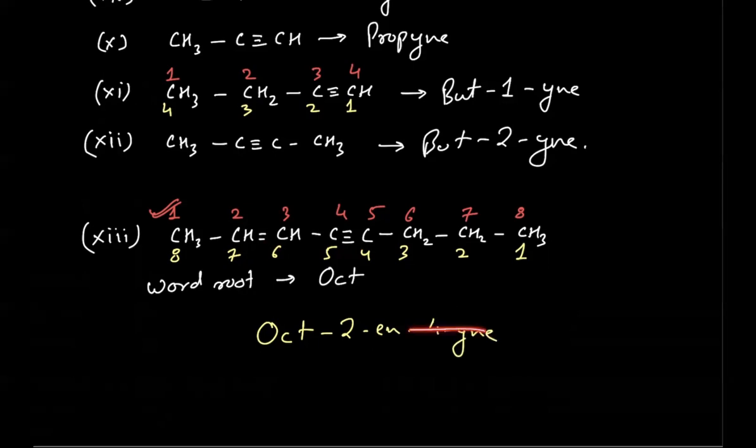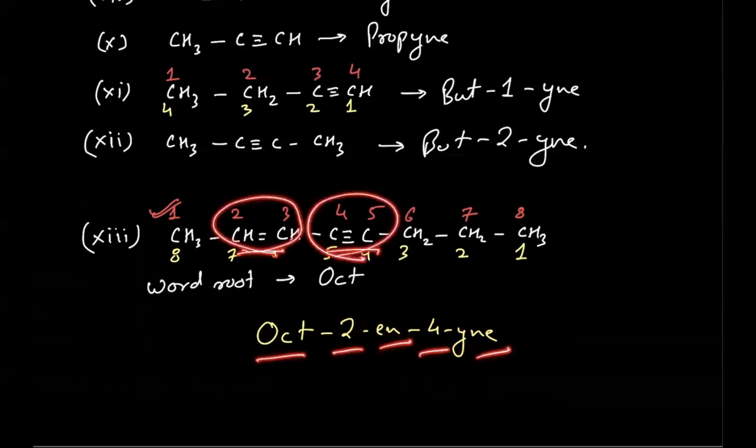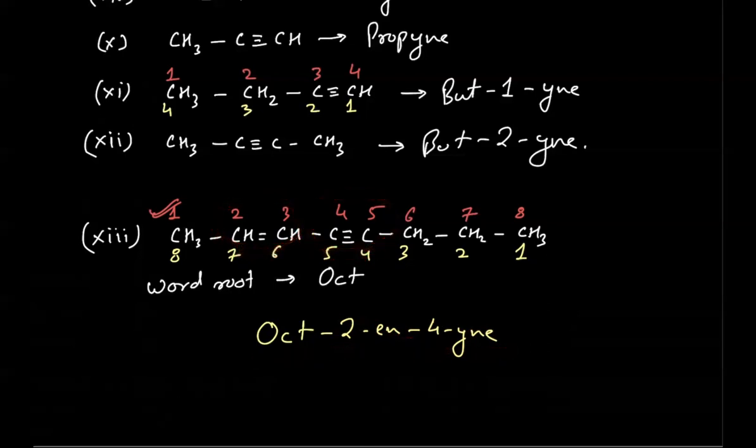If this would have been only a double bond, you would have named it as oct-2-ene. If this would have been only a triple bond, you would have named it as oct-4-yne. But because you have both a double bond and a triple bond, you name it as oct-2-ene for the double bond and 4-yne for the triple bond. Okay, let's move ahead to the more complex example.